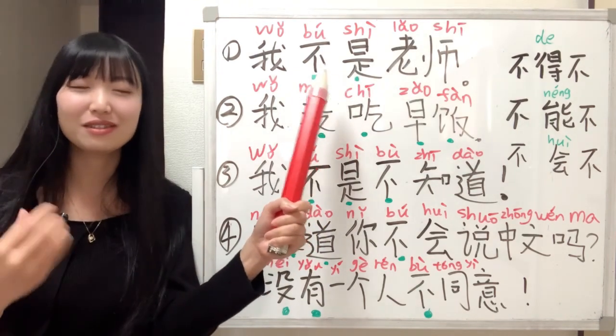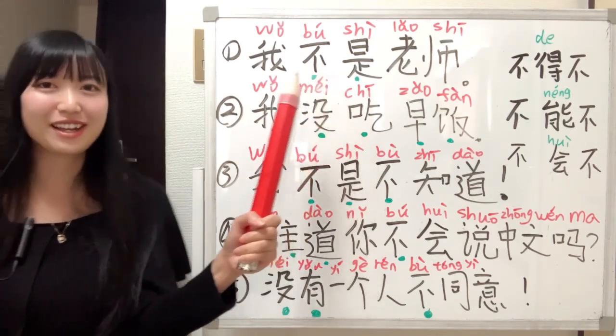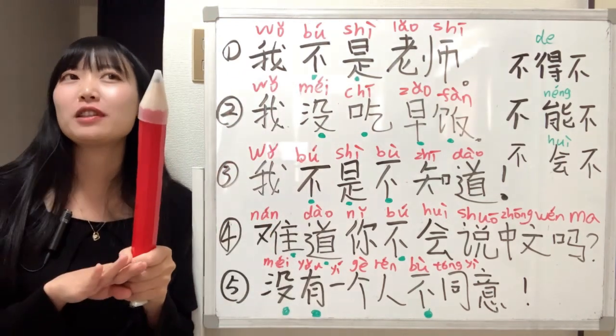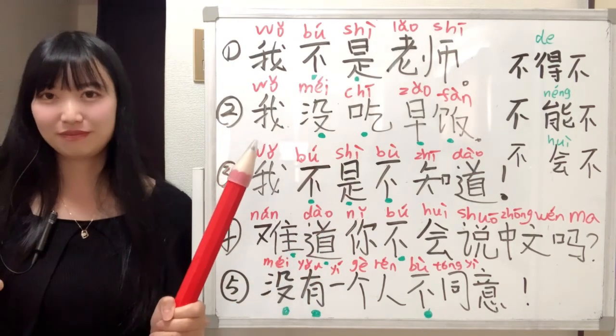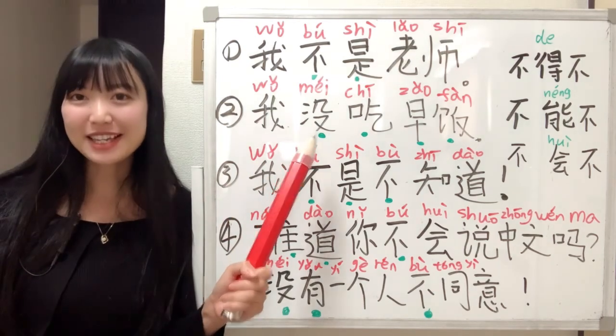Okay, do not or be plus not is the same in Chinese. And so 不 basically is just for the present tense. If you want to say did not or was not, you should say 没.